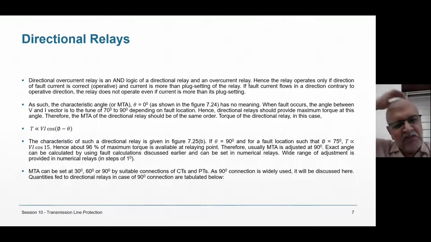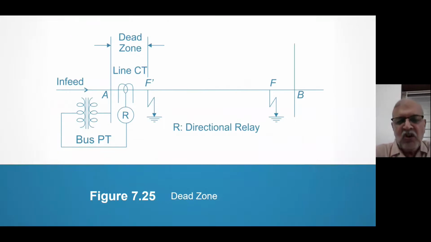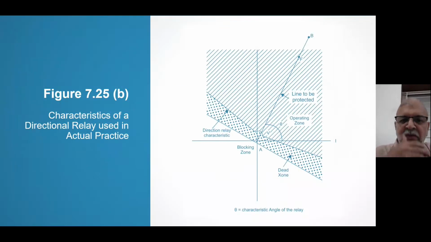So phi is variable based on fault location, right? So you see, if you keep theta equal to 90 degree and phi, as I told you, is about 75 degree, then T is proportional to VI cos(phi minus theta), and you will get 96% of maximum torque. So you will get enough torque. So usually people go for theta equal to 90 degree, and that is very simple.